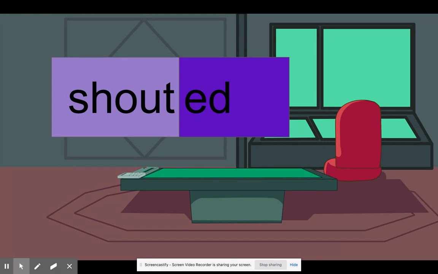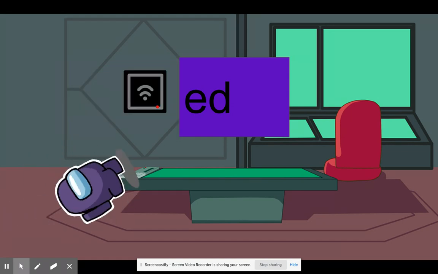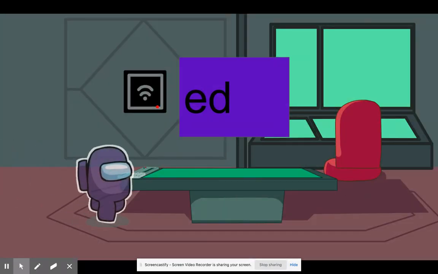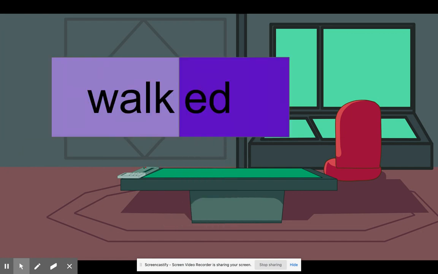Notice how shouted makes the id sound at the end, but we spell it with an ed. Another example is walked. It means it already happened. The base word here is walk.